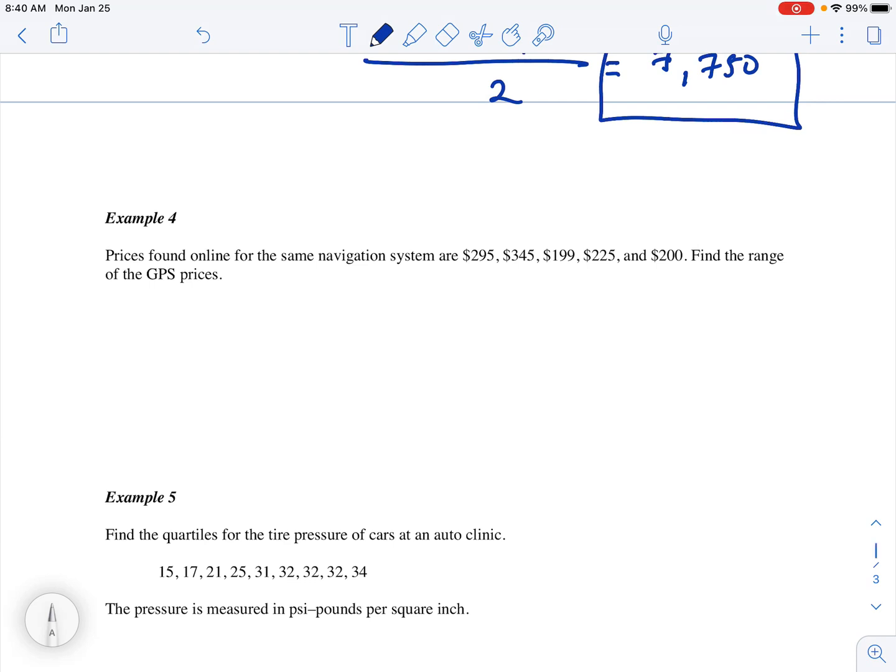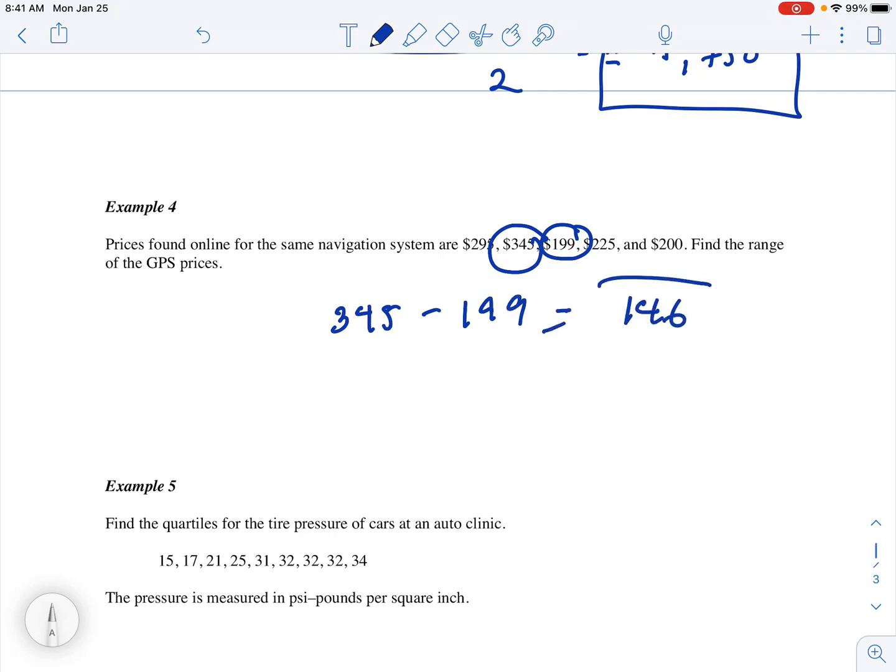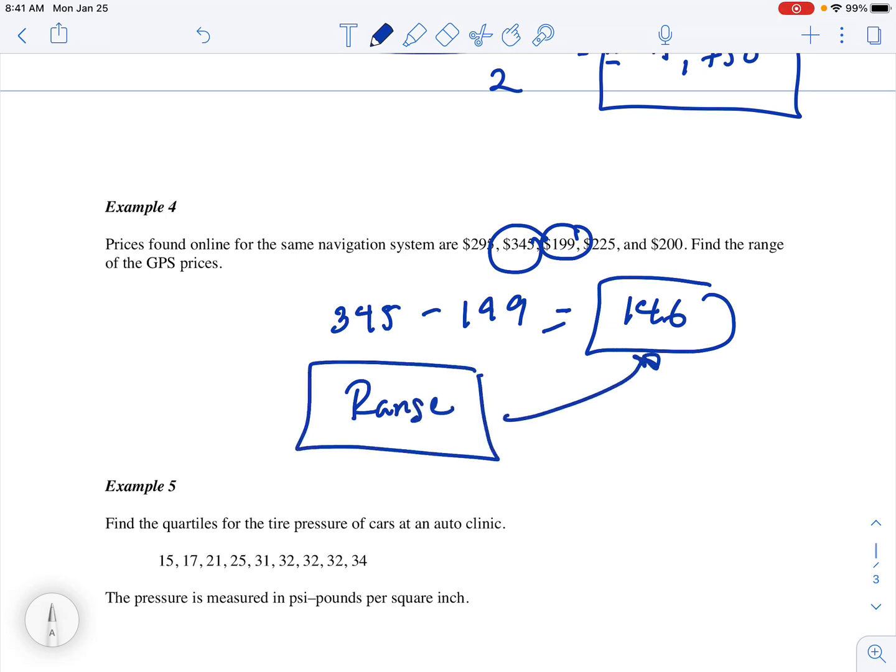Okay. So prices. We want to find the range of the GPS prices. So again, what we're going to do here is we have our data, the prices. We're going to take the greatest one, which is 345, and subtract it from the least one, which is 199. So it's 345 minus 199, which equals 146. Okay, that is our range, 146.